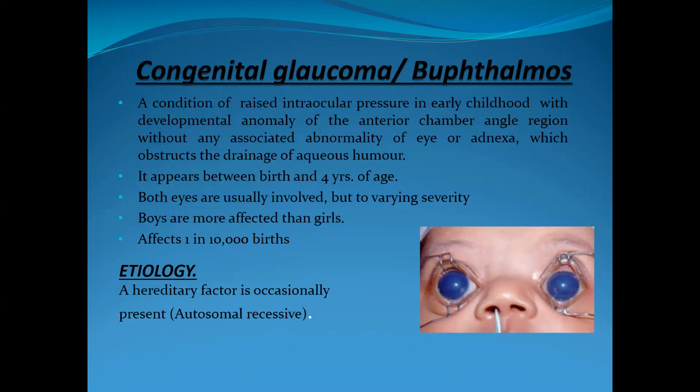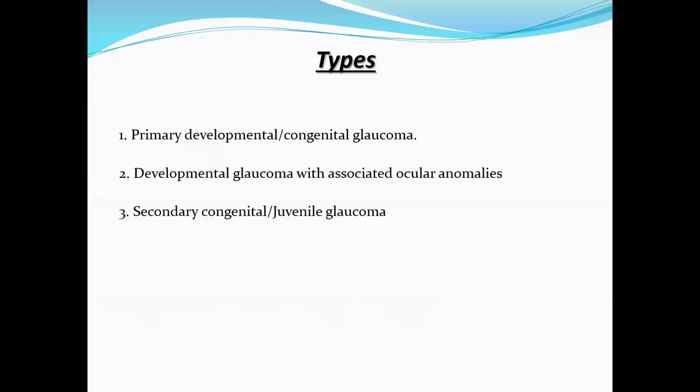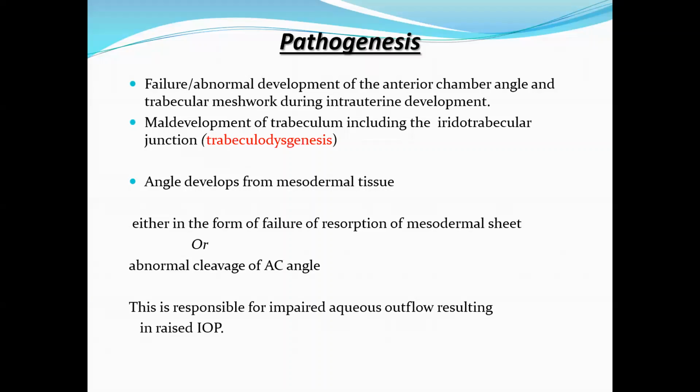Etiology: hereditary factor is occasionally present. Types of congenital glaucoma: primary, developmental glaucoma with associated ocular anomalies, and secondary congenital or juvenile glaucoma. It may be abnormal development of the anterior chamber angle and trabecular meshwork during uterine development. It may be trabecular dysgenesis. The angle develops from mesodermal tissue.